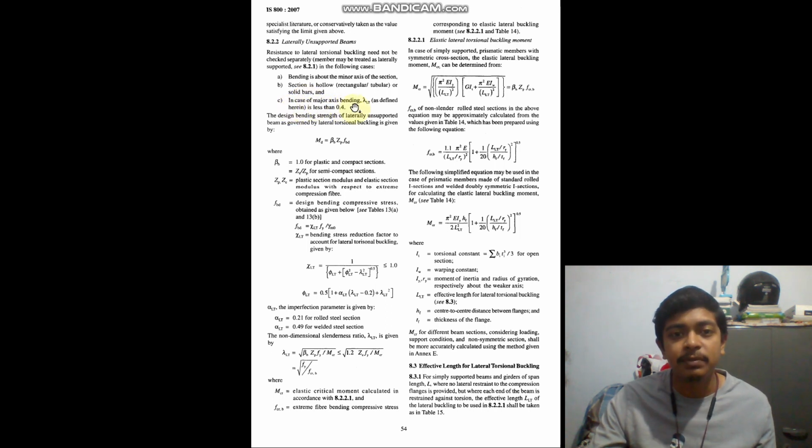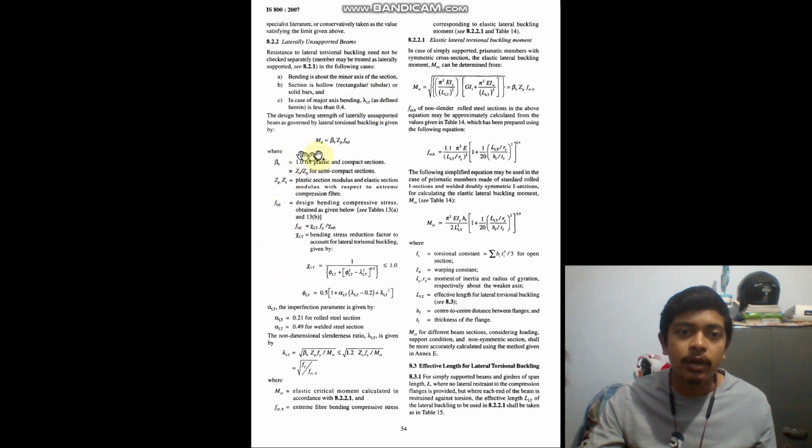In case of major axis bending, lambda LT is less than 0.4. So the question is, what is lambda LT? The expression is just given here. If you find this expression, then you get lambda LT. So it's a good habit whenever you're starting a problem, if it's not given in the problem that it's laterally supported or unsupported, you follow this procedure and then find out whether your beam is laterally supported or unsupported beam.